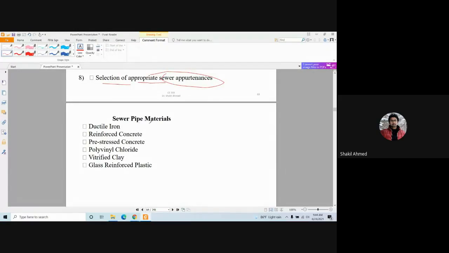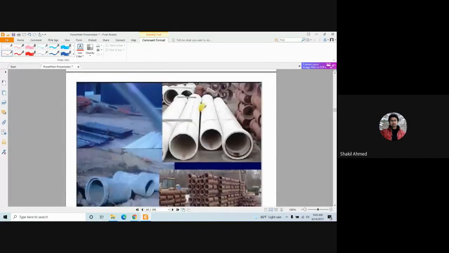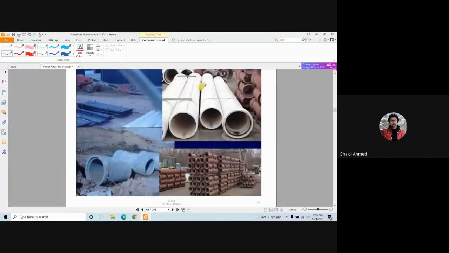Sewer pipe materials: ductile iron, reinforced concrete, pre-stressed concrete, polyvinyl chloride, vitrified clay, and glass reinforced plastic. So all these materials can be used as sewer pipe materials. As you can see, this is a concrete sewer. This may be steel sewer, mild steel maybe. Are you following me? This is PVC, plastic sewer.